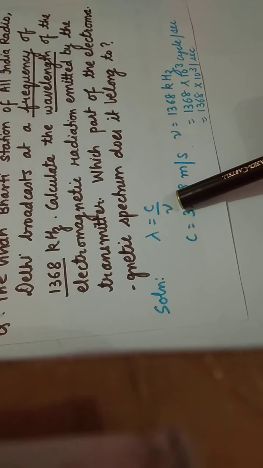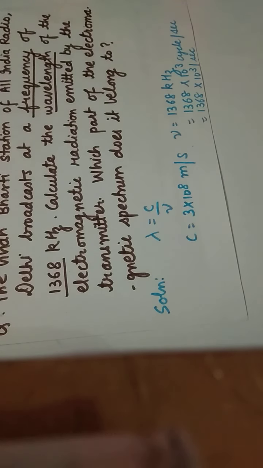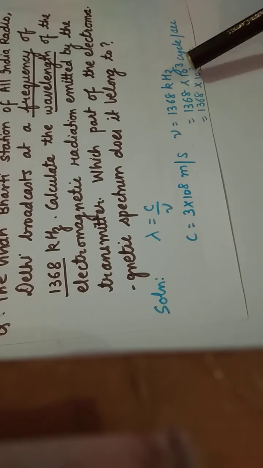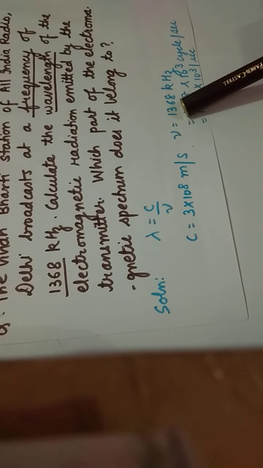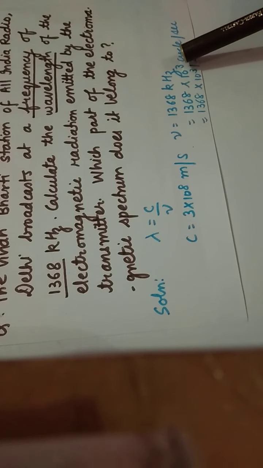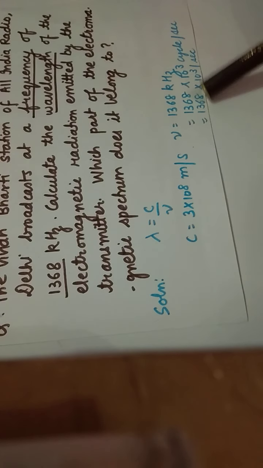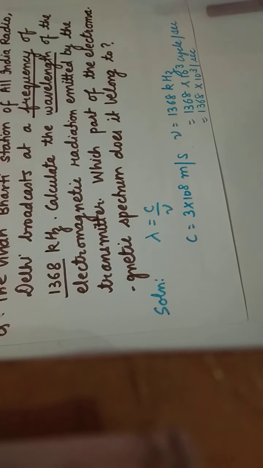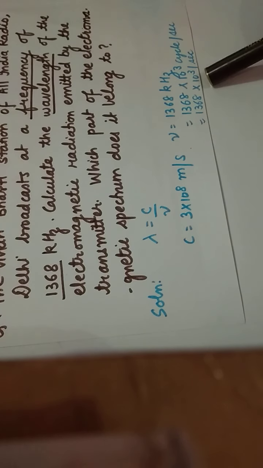So firstly you convert that nu, kilohertz, into cycles per second. If you convert this kilohertz into cycle per second, then you will multiply this 1368 kilohertz with 10 to the power 3. So it will be 1368 into 10 to the power 3 cycle per second, or you can write 1.368 into 10 to the power 6 per second. So this is the value of frequency. We know the value of nu.